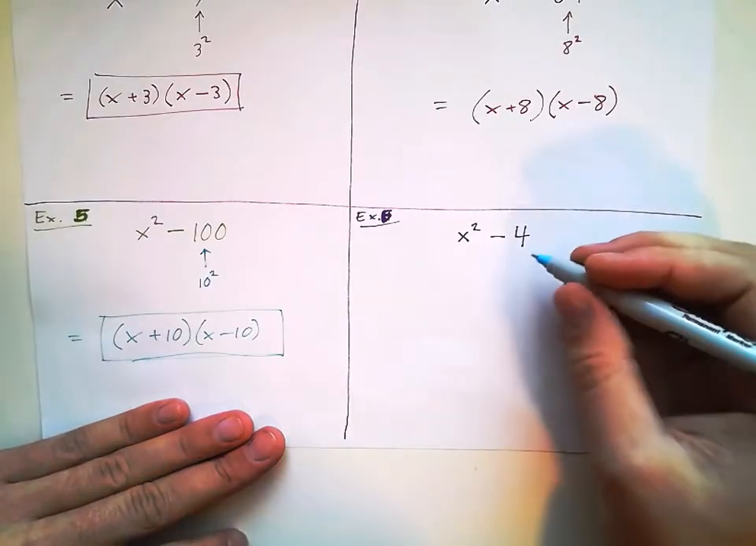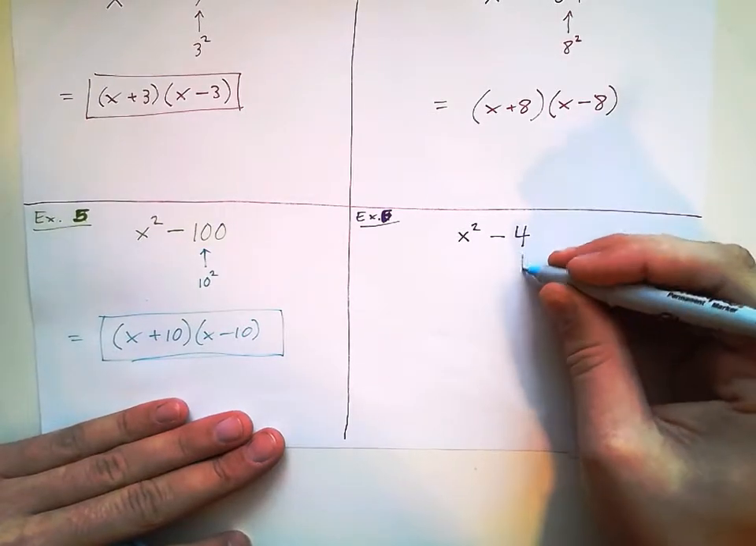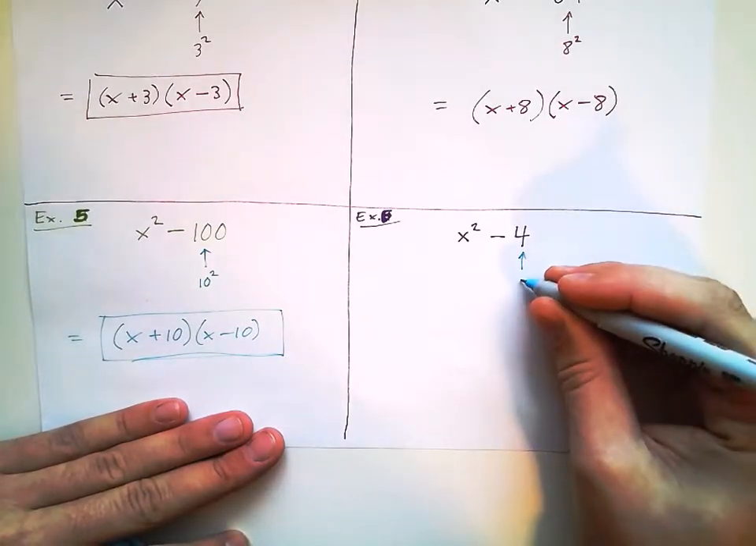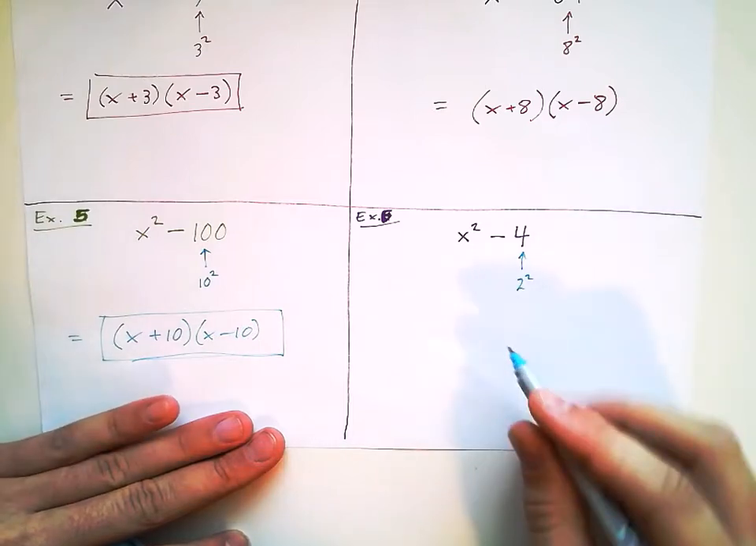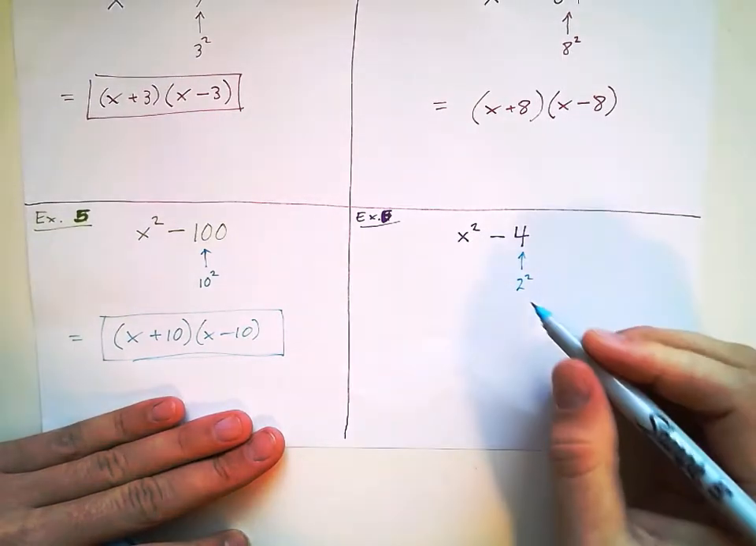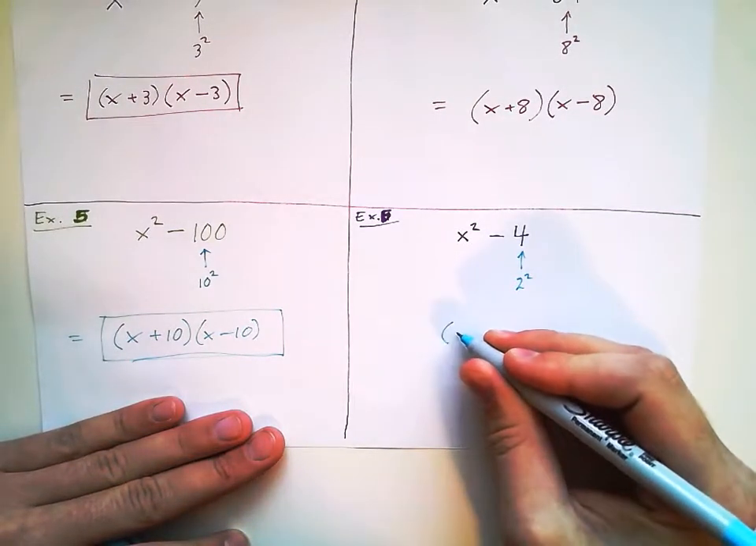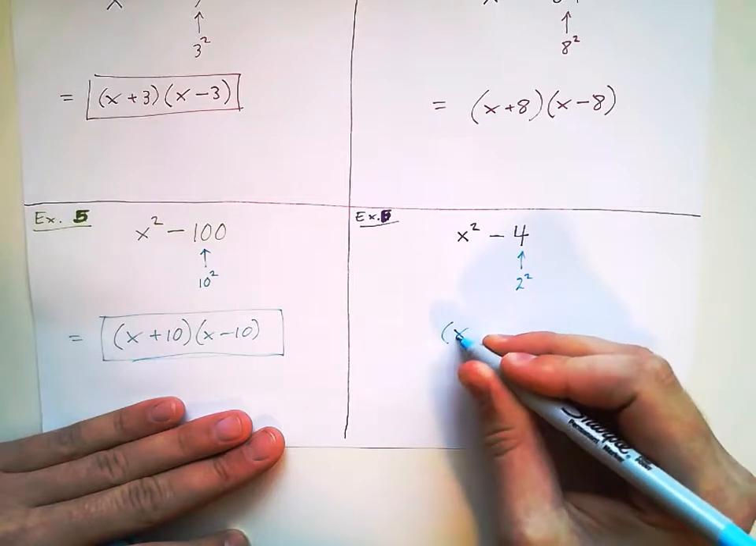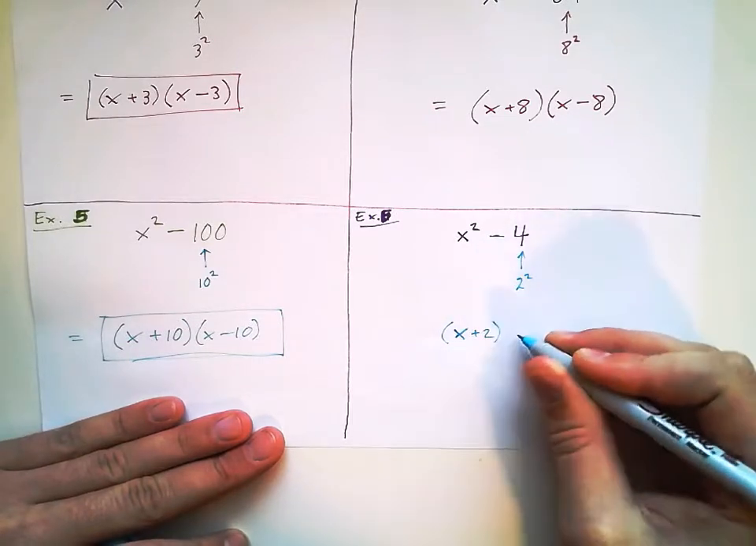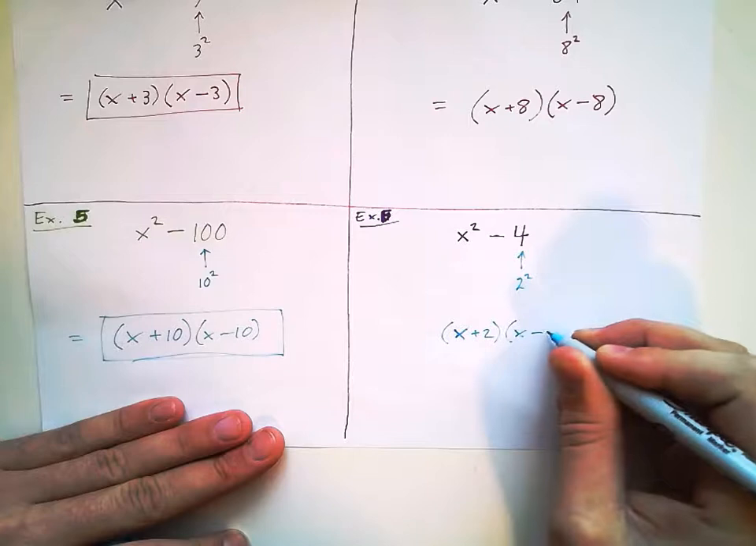X squared minus 4. 4 is what number squared? It's 2 times 2, so it's 2 squared. So x squared minus 2 squared will factor to x plus 2 times x minus 2.